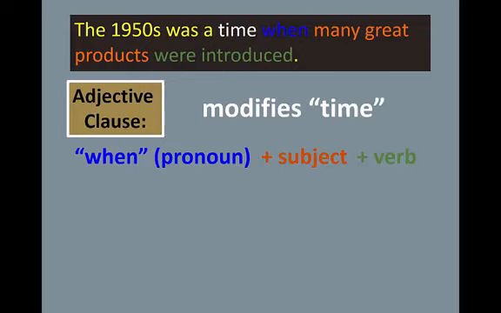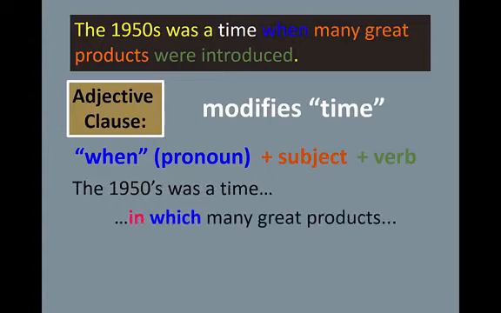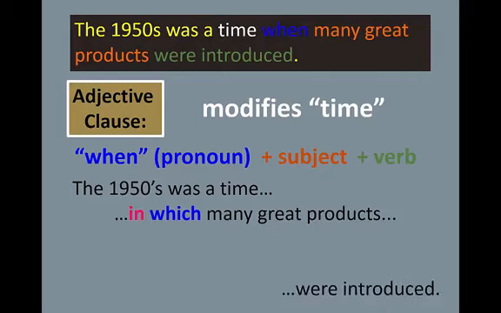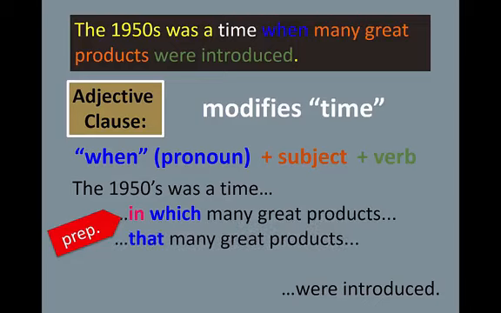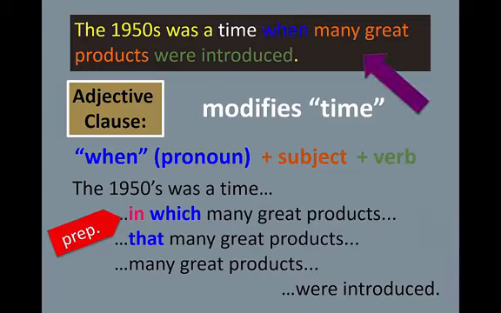There are several different ways that you can express the same idea. The 1950s was a time in which many great products were introduced. Notice that with which you should use a preposition, the appropriate preposition. The 1950s was a time that many great products were introduced, and the 1950s was a time many great products were introduced using no pronoun. Using when and no pronoun are the most common forms.